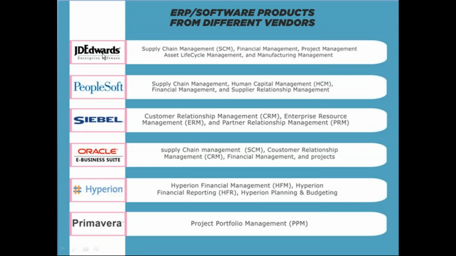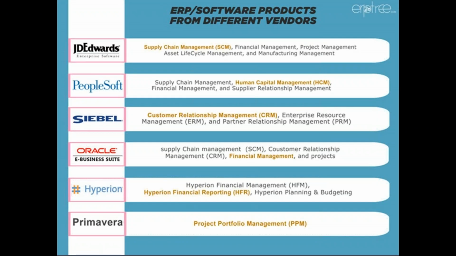That's really important. Now, JD Edwards is offering SCM, finance, projects, asset lifecycle, and manufacturing related application solutions. The same way, PeopleSoft has the SCM solution, HCM solution, finance, and supplier relationship management. In the same way, Siebel is offering solutions like CRM, ERM, and PRM, which support specific business process or sub-process related solutions. As we know, Oracle E-Business Suite is offering SCM, CRM, finance, projects, etc. And Hyperion provides the HFM solution, HFR, and planning and budgeting. Primavera is project portfolio management. These are the different ERP products and enterprise applications you can find in the market.